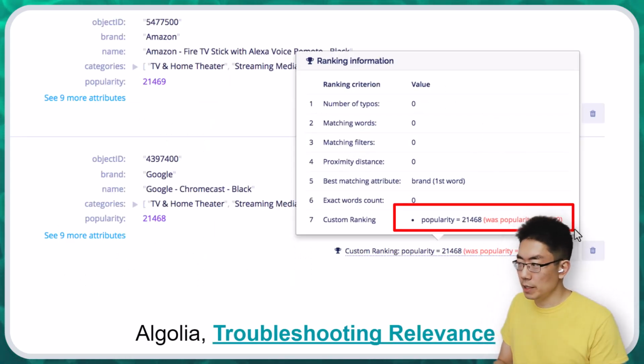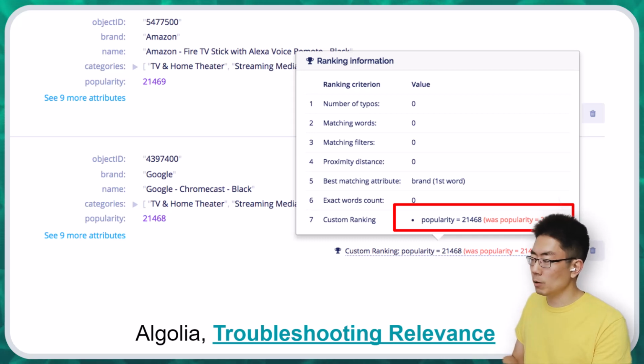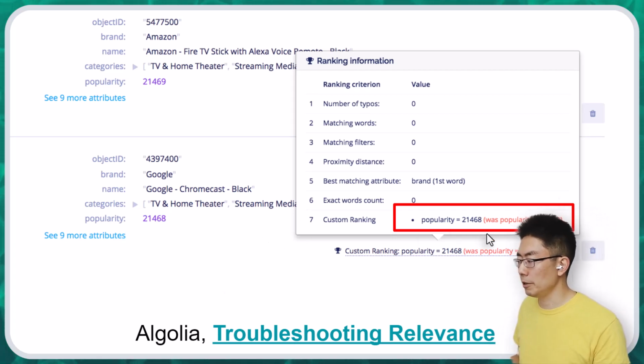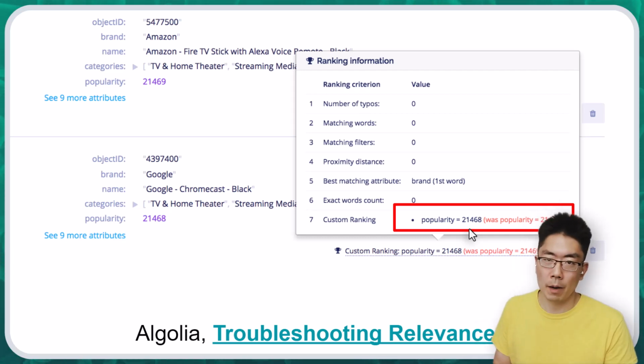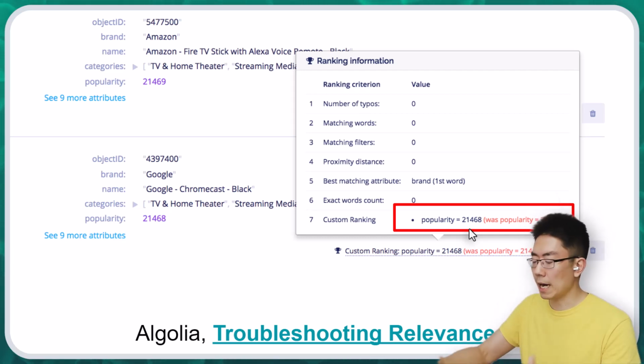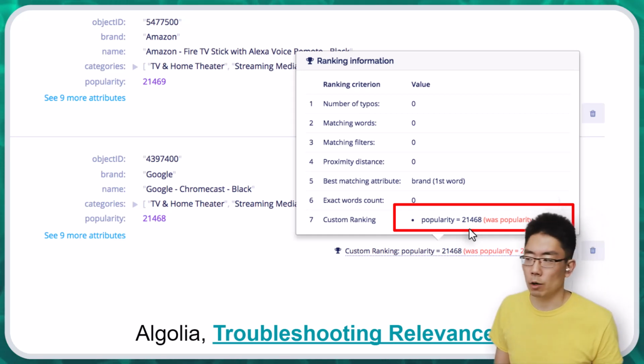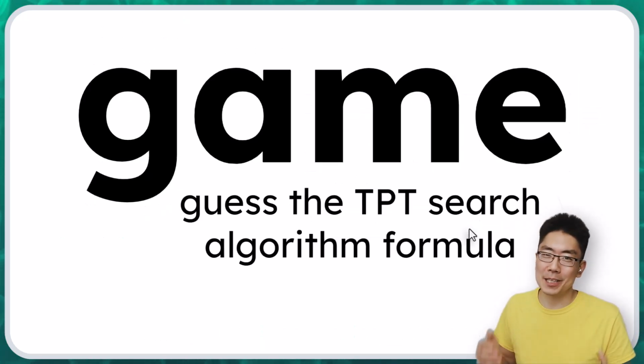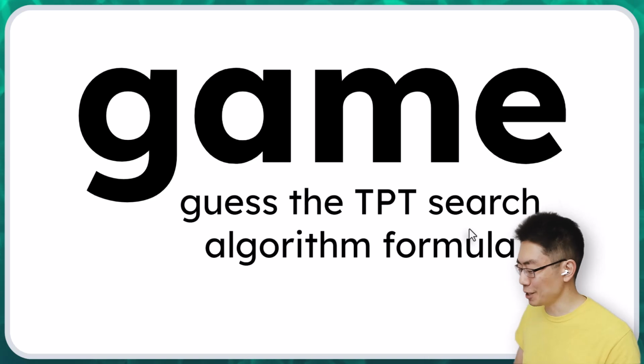Earlier, I showed you this dashboard from the Algolia manual, where they're able to see, for every result in a search query, what the custom ranking popularity score was, assuming there's a popularity score. I'm assuming that they have an SEO score that they're calculating based on a secret formula, and they sort all of the results based on this popularity ranking or SEO rank or whatever you want to call it. So the game is we're going to try to guess the TPT search algorithm formula.